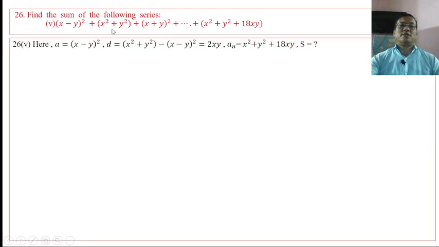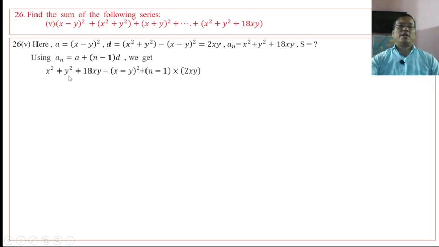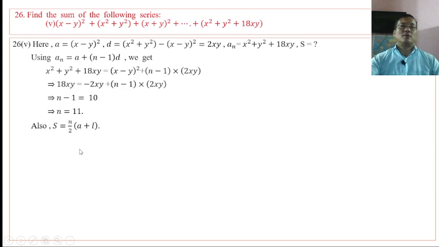Clearly the series is in AP with first term x minus y whole square. Common difference is second term minus first term, we get twice xy. Last term an is this. S is what? Using the an formula, we have an is x square plus y square plus 18xy, and a, the first term, is x minus y whole square, plus n minus 1 times the common difference, that is twice xy, from which we solve n, that is 11.